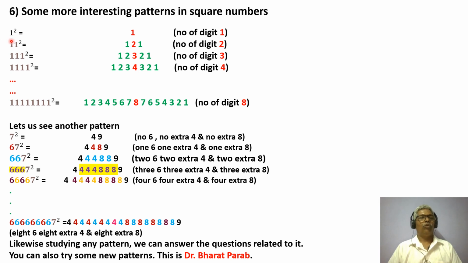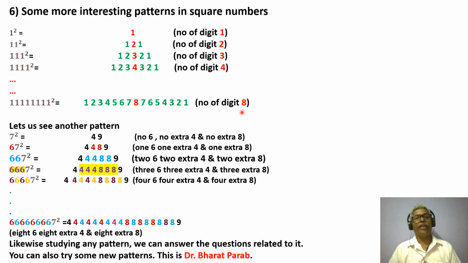Just see, 1 square is 1, the number of digits is 1, so it is 1. If the number of digits is 2, 11 square is 121, so the middle number is the number of digits, 2. If there are 3, 111, then the square of that will be 12321. This number in between is the number of digits. If there are 4, then 1234321, it goes on increasing till the number of digits and again goes on decreasing.